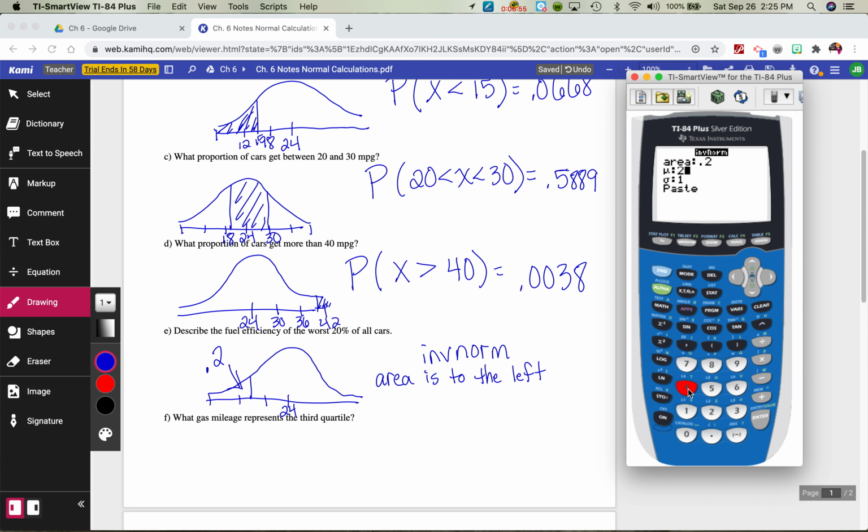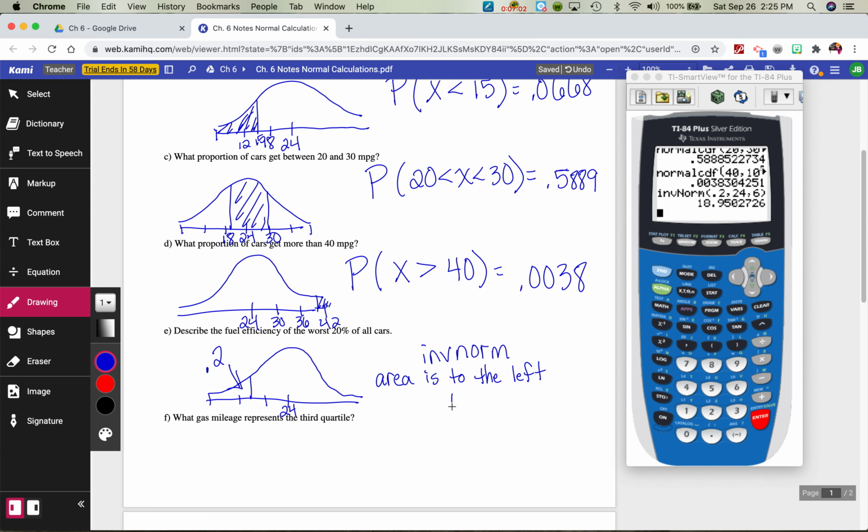Here the mean is 24, the standard deviation is 6, and I get 18.95, and this would be miles per gallon, because notice I have bypassed z-scores when I do this. I'm just bypassing z-scores.